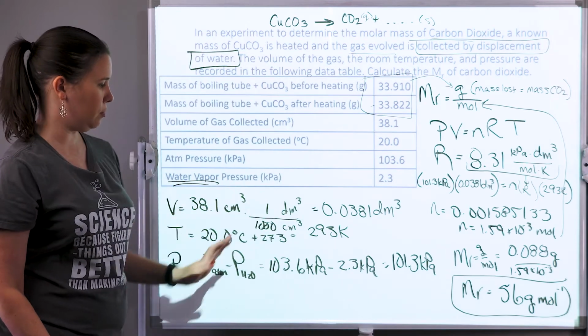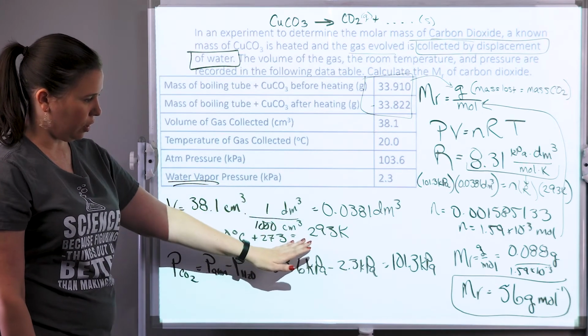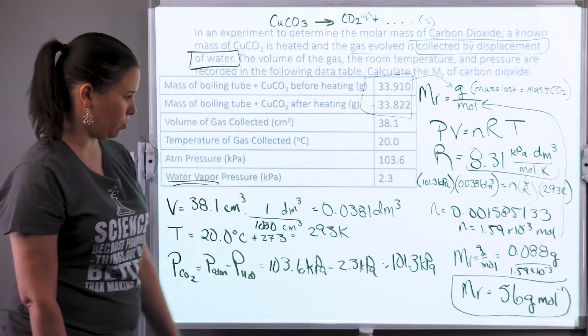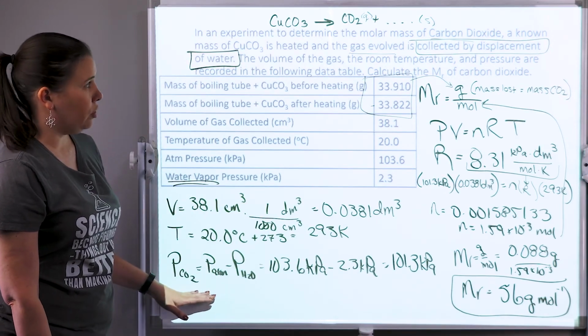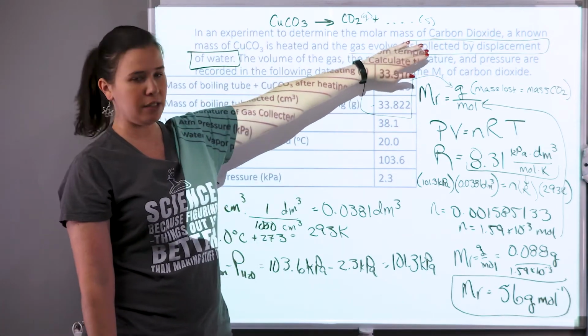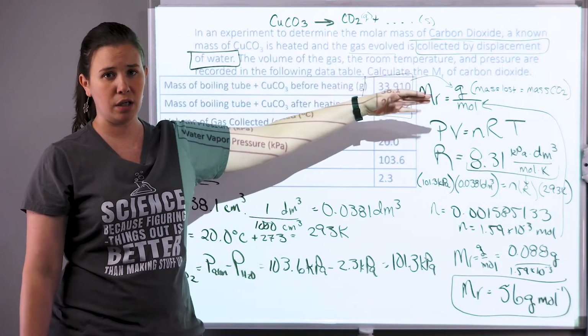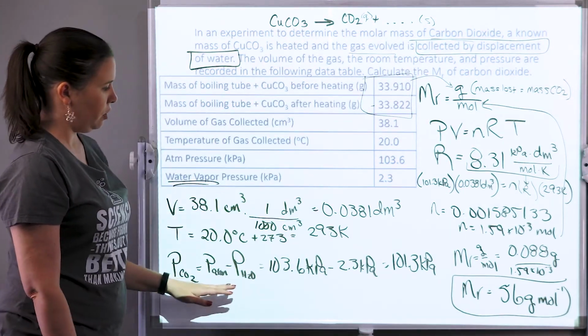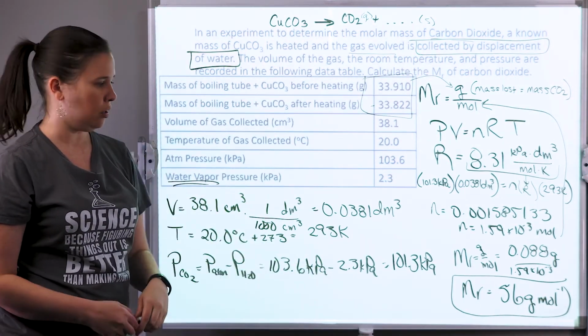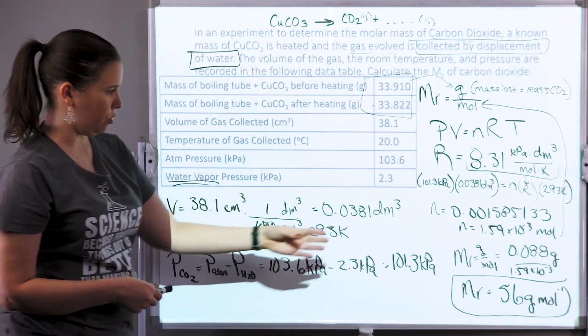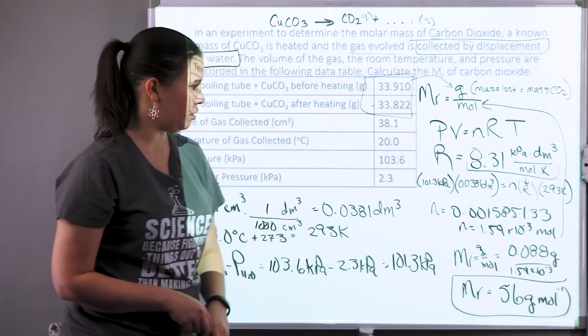So we had to convert to decimeters cubed, and you're always going to have to convert to Kelvin, but yes, that is part of R as well. And then with pressure, you have to watch out for, if you collected by displacement of water, which is a very common experimental technique to use, then you always have to subtract out the pressure of the water vapor before you actually use that in the ideal gas law.